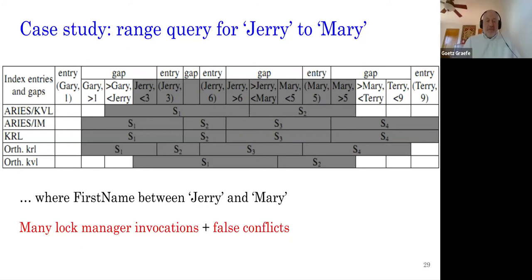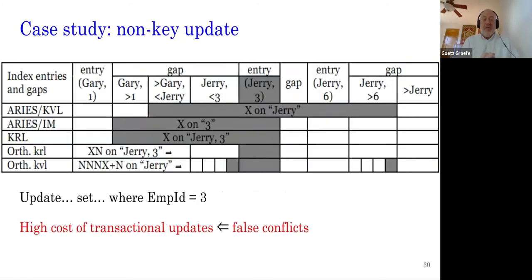All right. So after these queries, let's look at some updates. Imagine I want to update an index entry. Assume for now I don't want to modify the key, so the index entry stays where it is, but I just want to update some additional field in it. And again, you see that these prior systems lock a lot more than I actually need if I only need the index entry itself in exclusive mode.